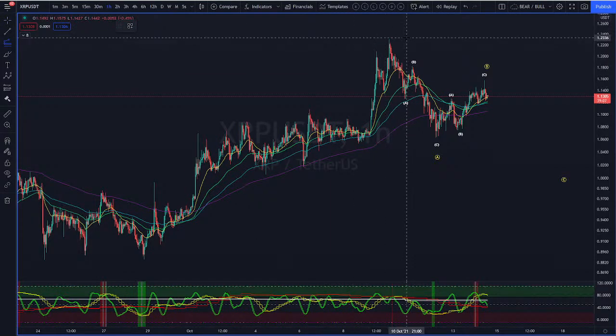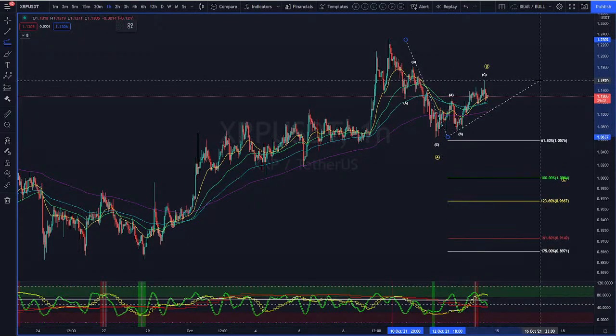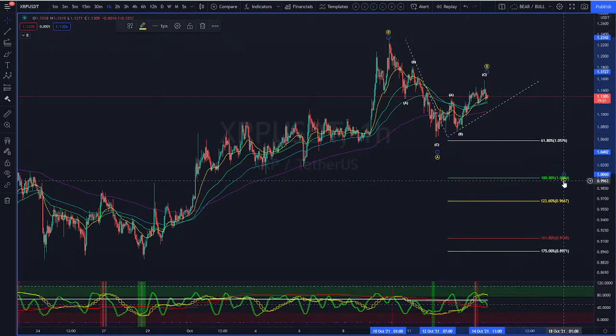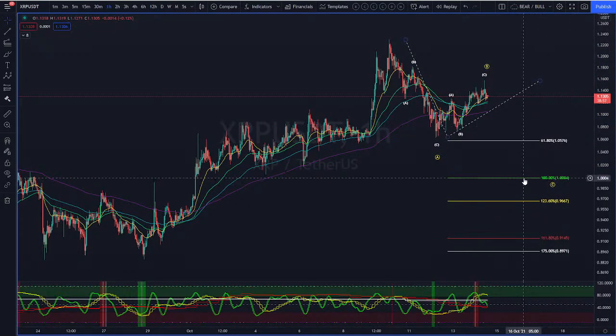Let me check one more thing here. Dominant pivot high, dominant pivot low. Let's get our throwback. What's the 100 at? Look at that. It's at $1 exactly. So, my opinion, Ripple's going to go back to $1. That's where I would be interested in buying.